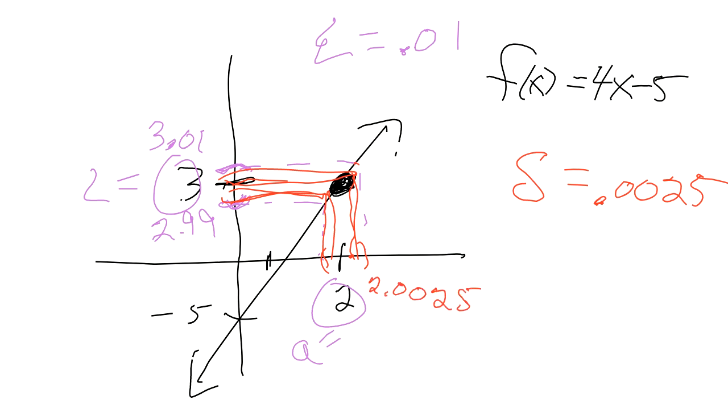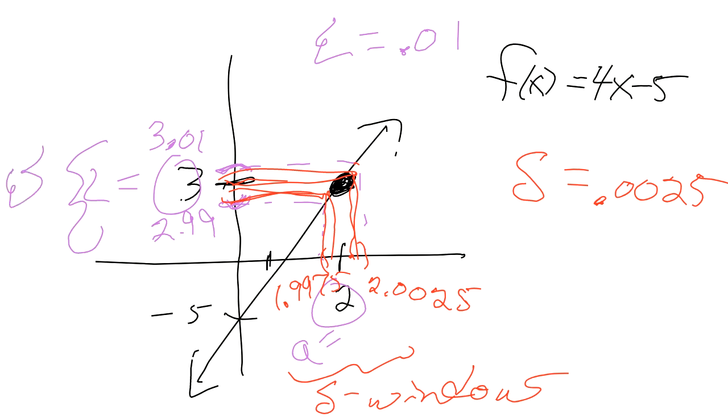And left of that, I'm not very good at math, but 1.9975. Is that right, guys? People? So this is my delta window around A, x equals A, and this is my epsilon window. I'll change colors. This is my epsilon window around what's going to end up being the height, the limit.